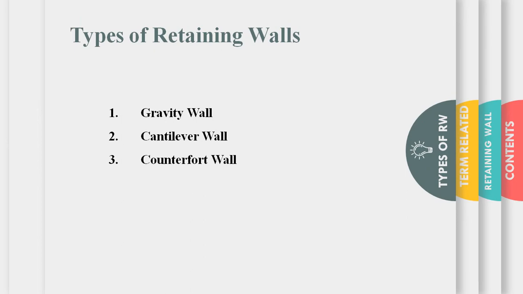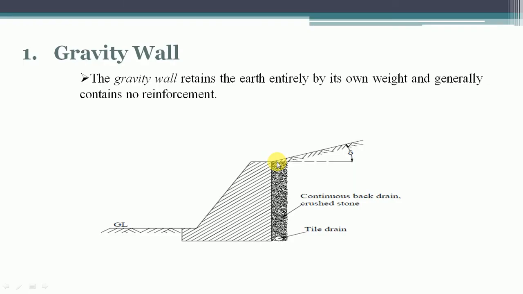Types of retaining wall. There are mainly three types of retaining wall. First of all, gravity wall, second, cantilever wall, and number three, counterfort wall. Gravity wall. The gravity wall retains the earth entirely by its own weight and generally contains no reinforcement. The gravity wall is that wall which has its own weight, and here we do not provide reinforcement. Gravity walls depend on their mass.